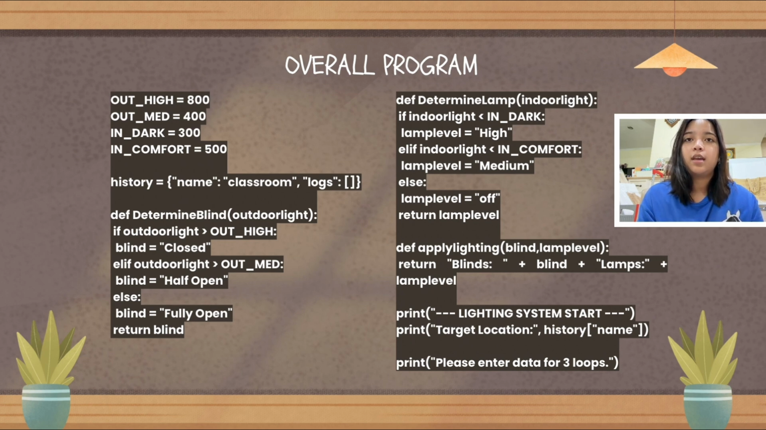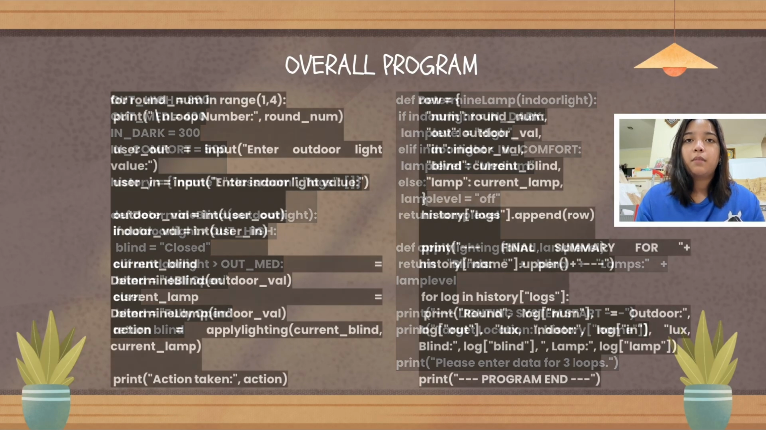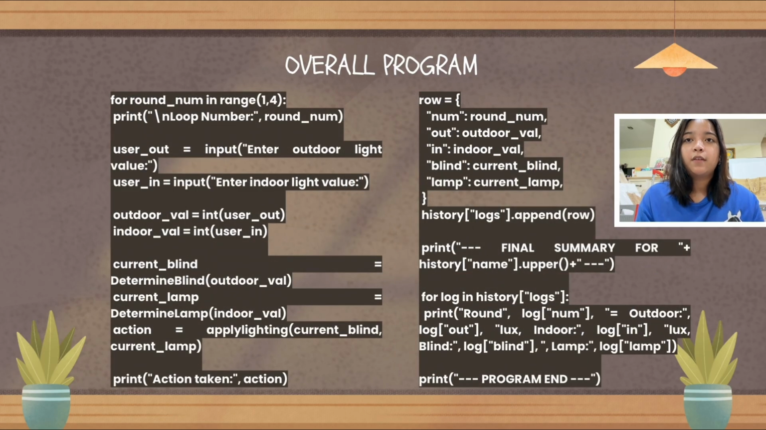The program is then divided into several functions to make the system more modular and organized. The first function is determine_blind(). This function receives outdoor light intensity as input and uses conditional statements such as if, elif, and else to determine the appropriate blind position. The logic works as follows. If outdoor light is very high, the blinds are fully closed. If outdoor light is moderate, the blinds become half open. And if outdoor light is low, the blinds are fully open.